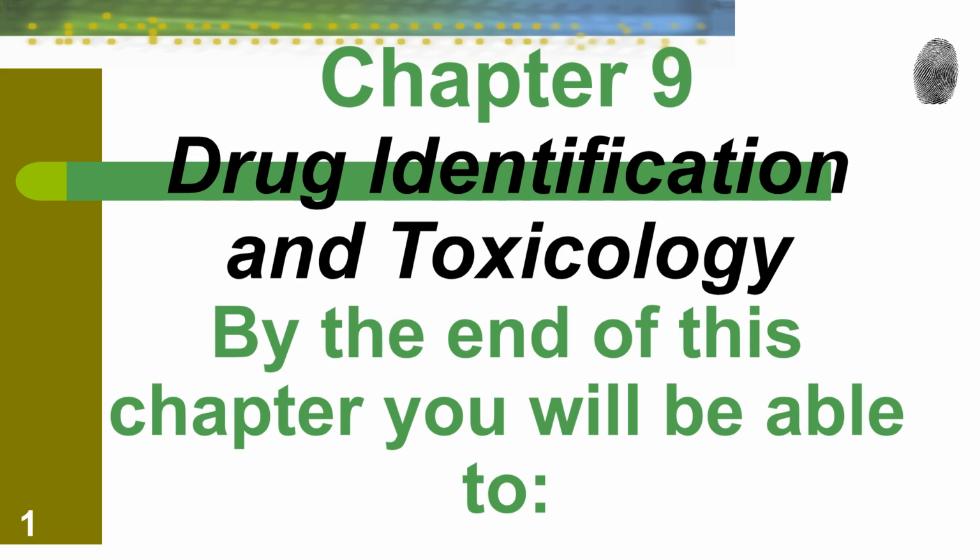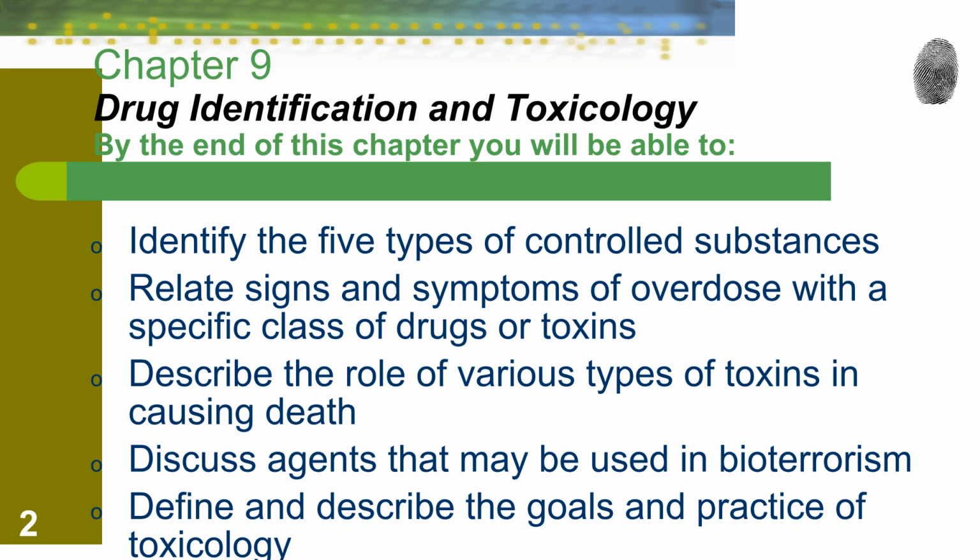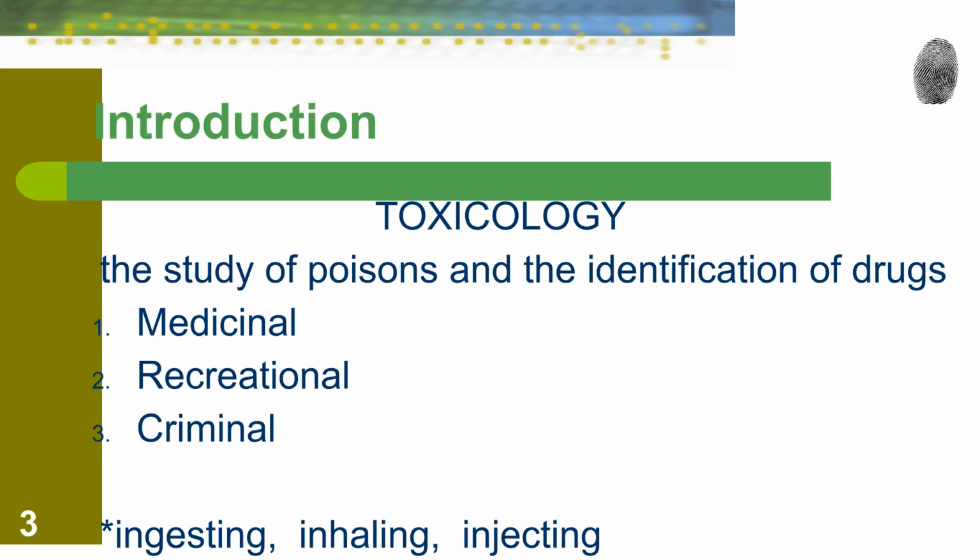Welcome to Chapter 9, Drug Identification and Toxicology. By the end of this video, you will be able to identify controlled substances and describe the goals of toxicology. Our objectives include identifying the 5 types of controlled substances, relating overdose symptoms to specific drug classes, describing the role of toxins in death, discussing bioterrorism agents, and defining toxicology.